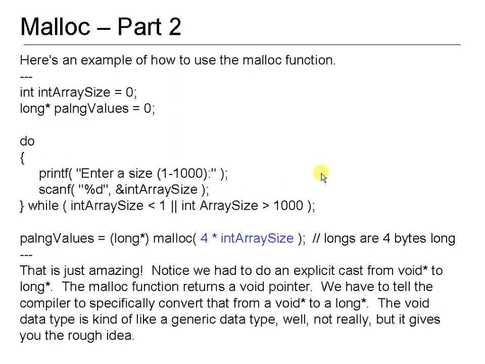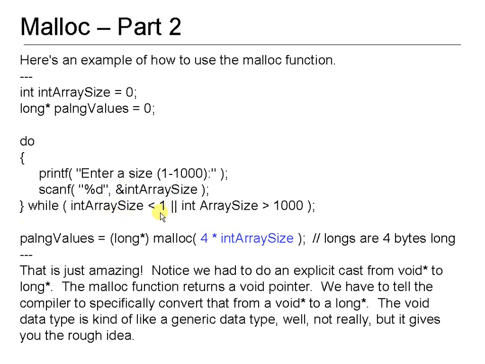And now we have a do loop. Now the purpose of the do loop is to make sure that we get a size that is in acceptable range, so basically 1 to 1,000. Inside the do loop, we tell the user what we want. We want a number from 1 to 1,000. And then we scan that in, and we save it at the address of our variable. So we give it the address of the variable, and that's where it's going to dump it off in memory.